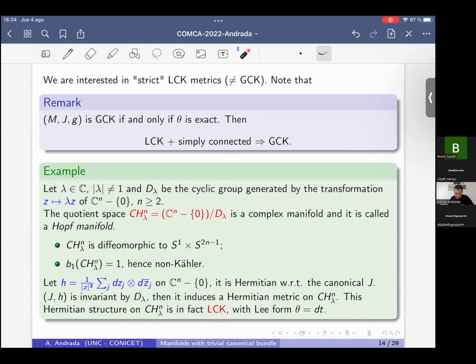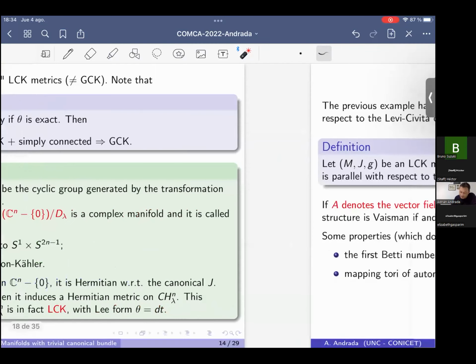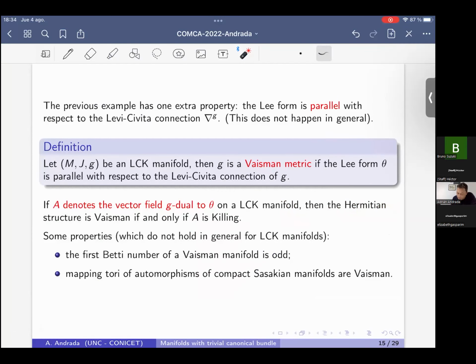Okay. So this is a very nice example of an LCK manifold, but this one has an extra property. In this example, the Lee form theta is parallel with respect to the Levi-Civita connection. This doesn't happen always for LCK manifolds, and they receive a special name. They are called Vaisman, because Vaisman was the first to work with this. A Vaisman manifold is an LCK manifold where the Lee form is parallel with respect to the Levi-Civita connection.